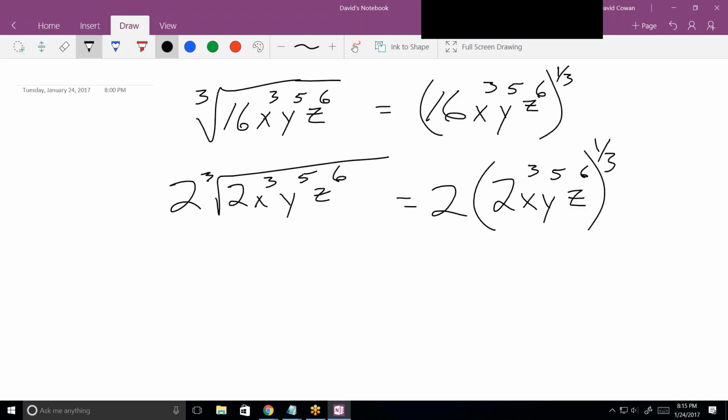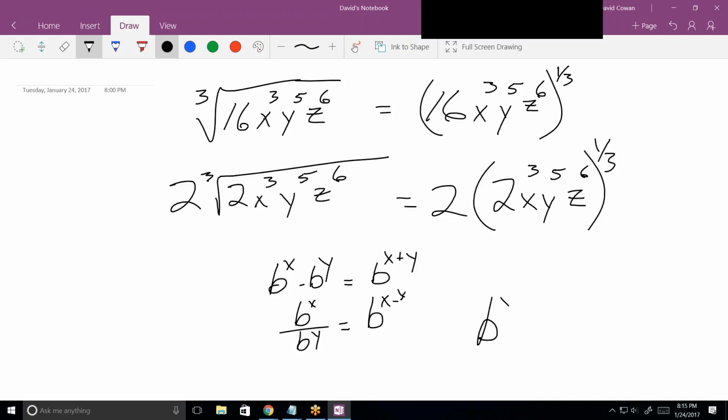Yes. In other words, here are the rules. If I have b to the x times b to the y, I'm going to add the exponents because I'm multiplying the bases. If I have b to the x divided by b to the y, I'm going to subtract the exponents. And when I have b to the x all raised to the y, which I call double exponentiation, I'm going to multiply the exponents.